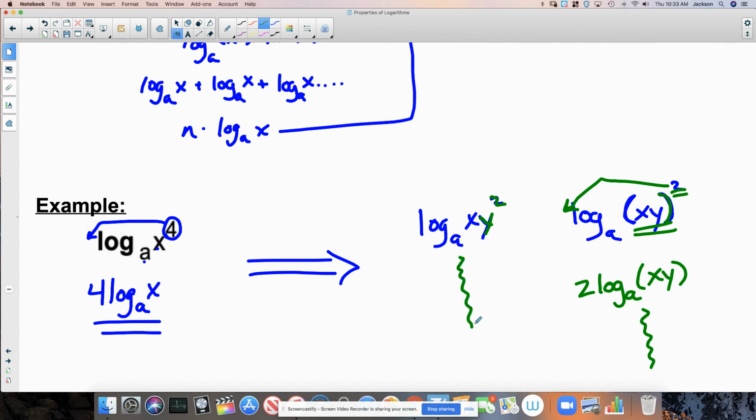Okay, but again, we're going to talk about how to expand something like this in a future lesson. Right now, we just want to focus on the concept of this property, which allows us to take an exponent and move it down, as long as it is the exponent of everything that is inside the log. And this is just x, right? That's why the 4 can come down in front.